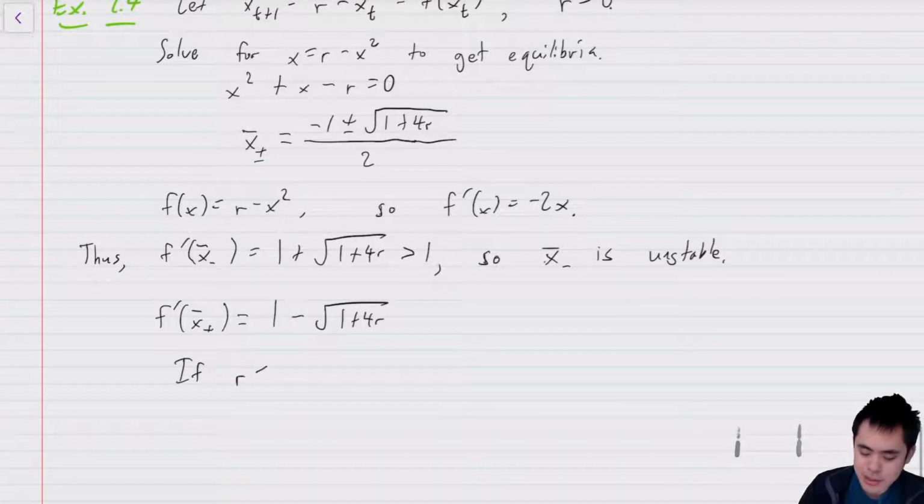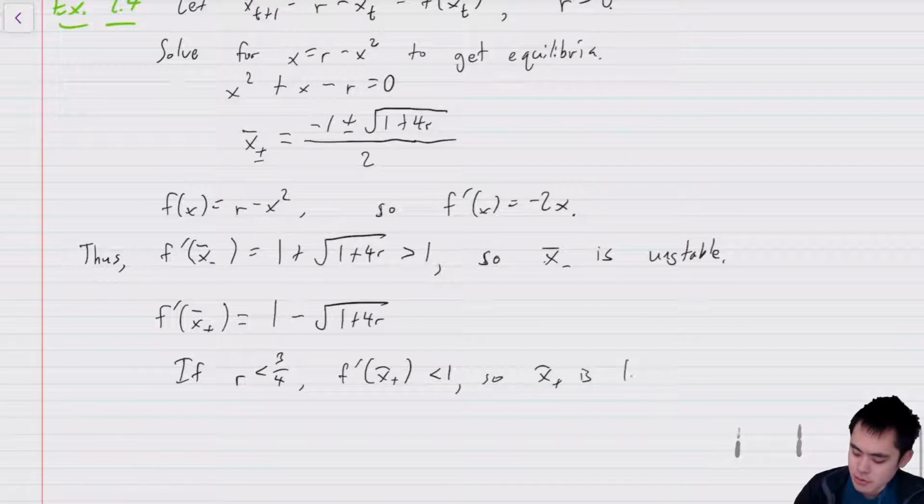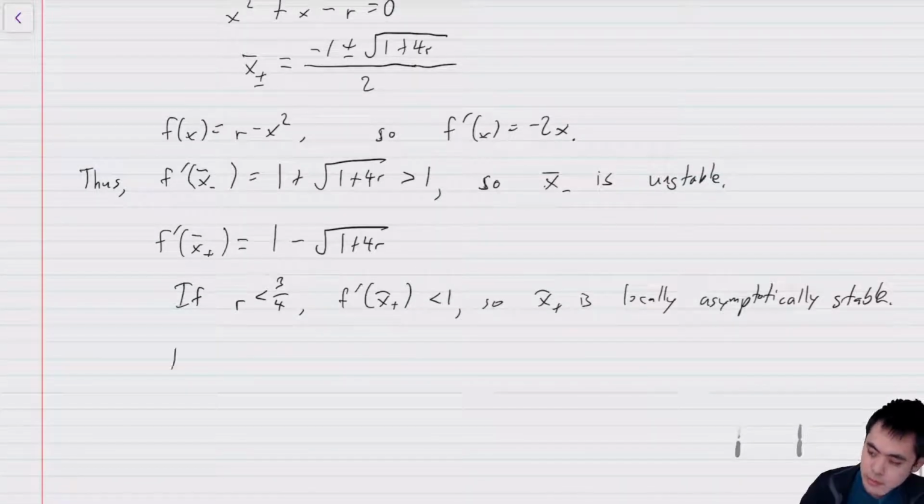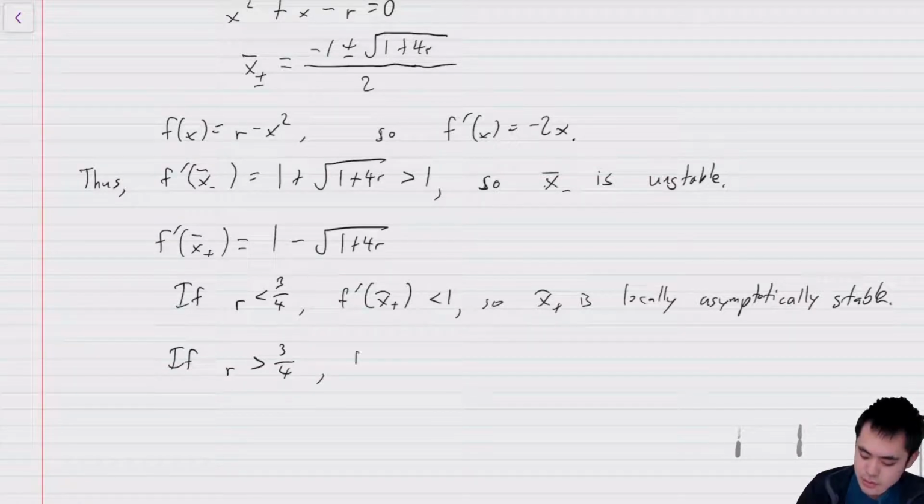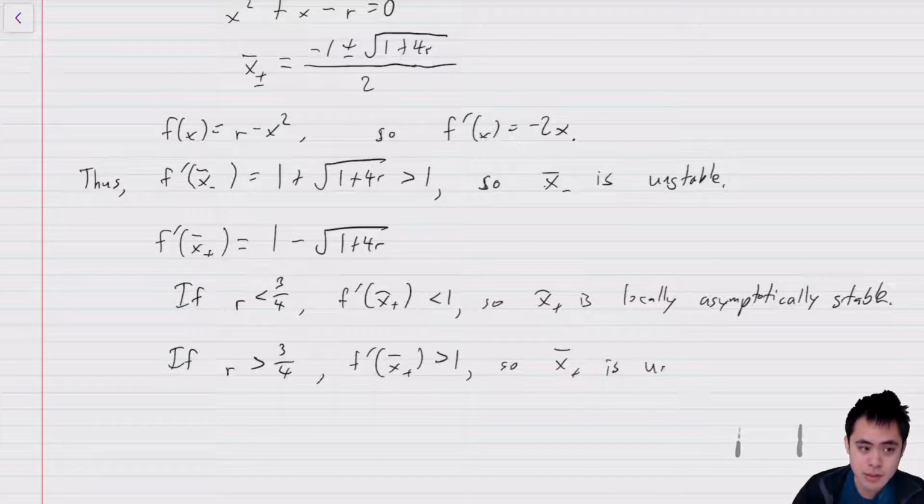So if r is less than 3/4, then the absolute value of f prime of x plus bar is less than 1, so x plus bar is locally asymptotically stable. And if r is greater than 3/4, then f prime of x plus bar, that equilibrium, is greater than 1 in absolute value. So x plus bar is unstable.